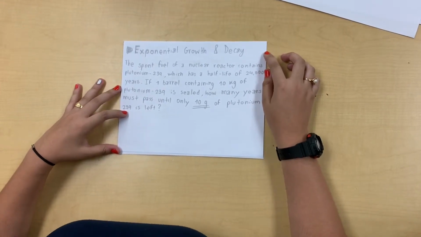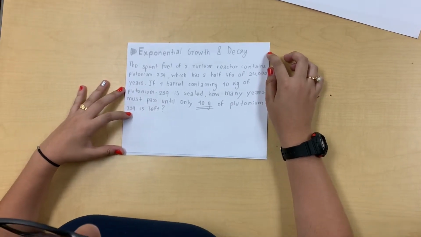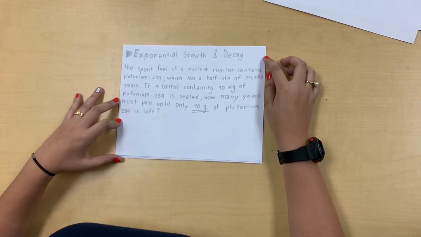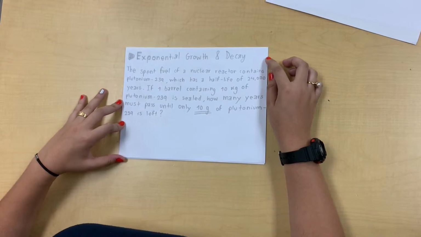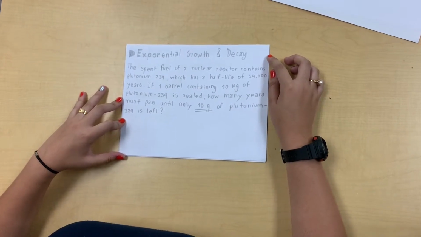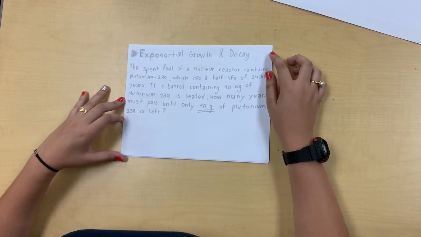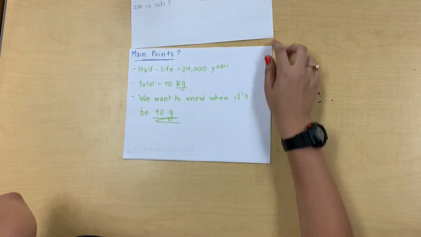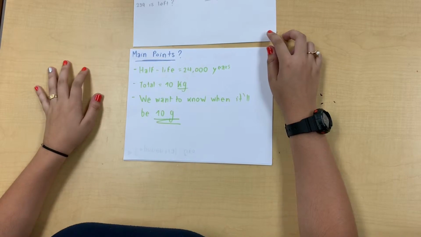The spent fuel of a nuclear reactor contains plutonium-239, which has a half-life of 24,000 years. If one barrel containing 10 kilograms of plutonium-239 is sealed, how many years must pass until only 10 grams of plutonium-239 is left? So the first thing you're going to want to do is write down or highlight the main points in the question.